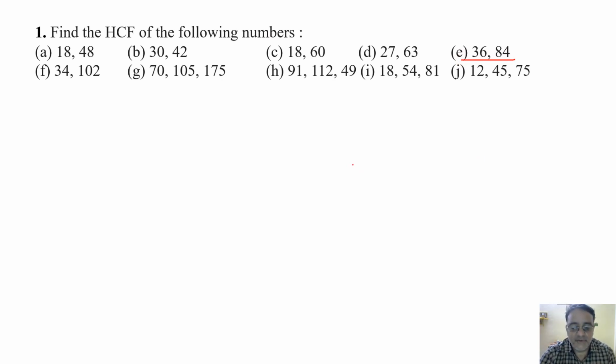36 and 84. चलो 36 का पहले find कर लेते हैं. 36 by 2, 18. Again divided by 2, 9. Right. So again divided by 3, 3. Stop.